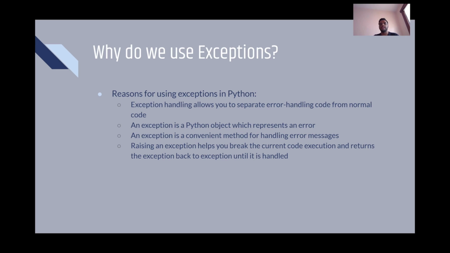An exception is a convenient method for handling error messages, right? So it's a good way to troubleshoot again. Raising an exception helps you break the current code execution and returns the exception back until it's handled. So it just breaks your code, throws back a message, tells you there's an exception, tells you what type of exception, and then it's an easy way to diagnose what's wrong with your code, right?